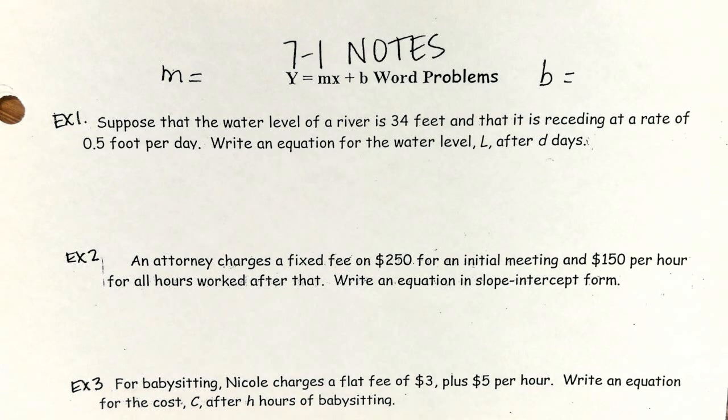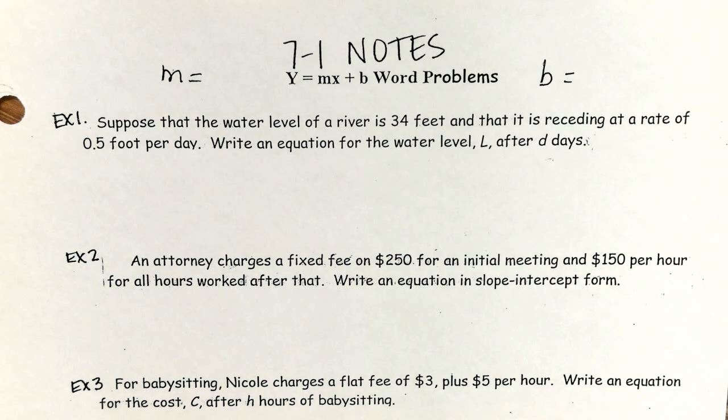We have finished chapter 6, but we are now moving into chapter 7, which is over linear equations. What does linear mean? A straight line. So yesterday we did linear equations, but in specific they were proportional. Now we're going to go into some that are not proportional.